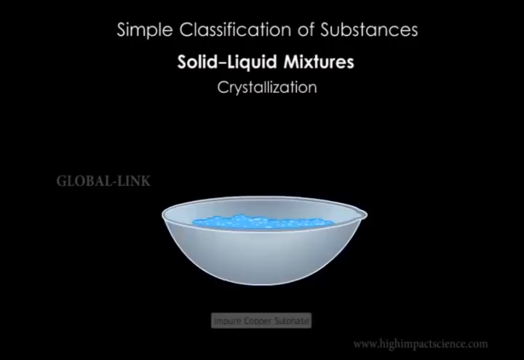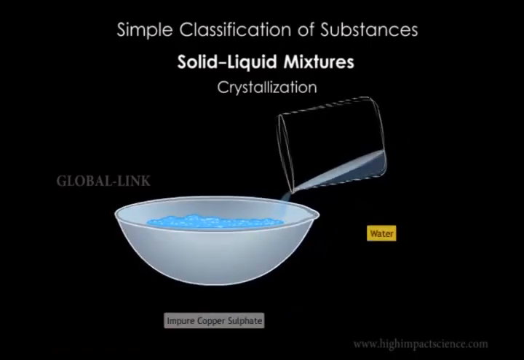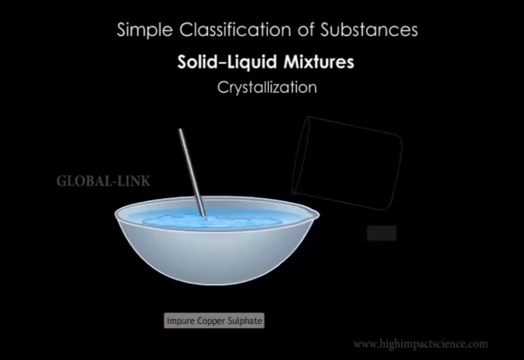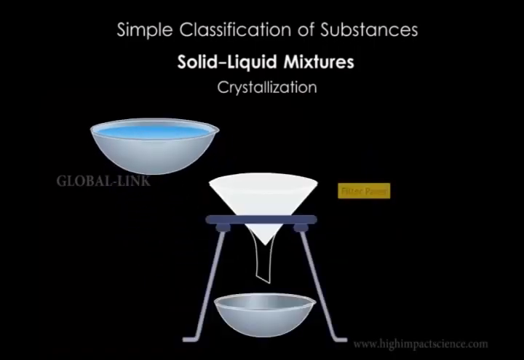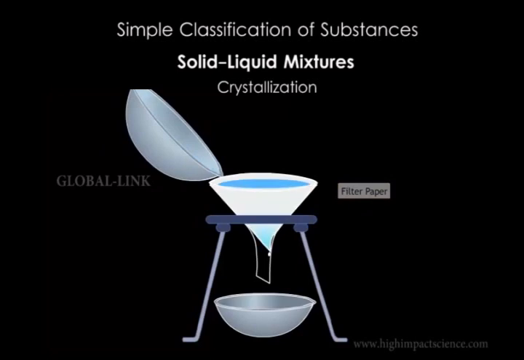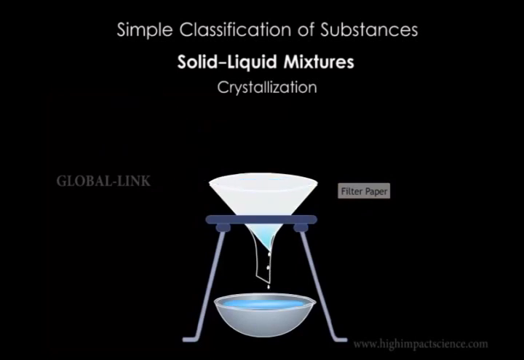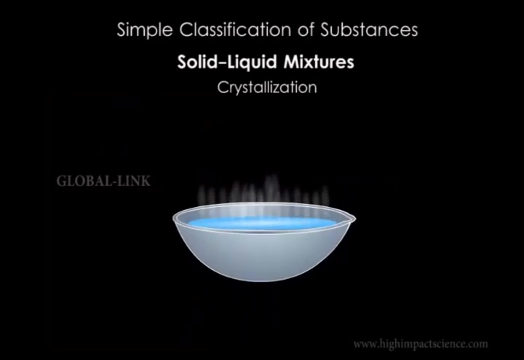Crystallization can also be used in purification of substances. For example, we take a sample of impure copper-2 sulfate in a china dish. We dissolve this in water. We filter the copper-2 sulfate solution. Next, we evaporate the content until we get a saturated solution.